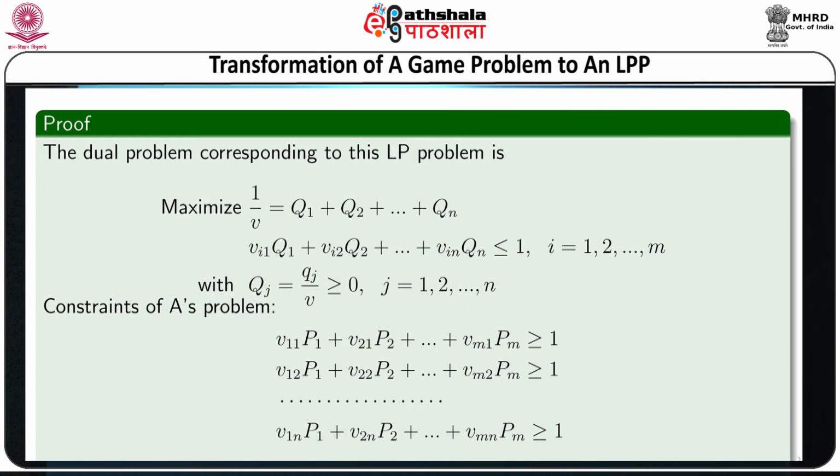The dual problem corresponding to this LP problem is given by: maximize 1 by V equal to Q1 plus Q2 plus dot dot dot plus Qn, subject to Vi1 Q1 plus Vi2 Q2 plus dot dot dot plus Vin Qn less than or equal to 1 for i equal to 1 up to m, with capital Qj equal to small qj by V, which are non-negative for all j. The constraints of A's problem can be written as shown in this slide.